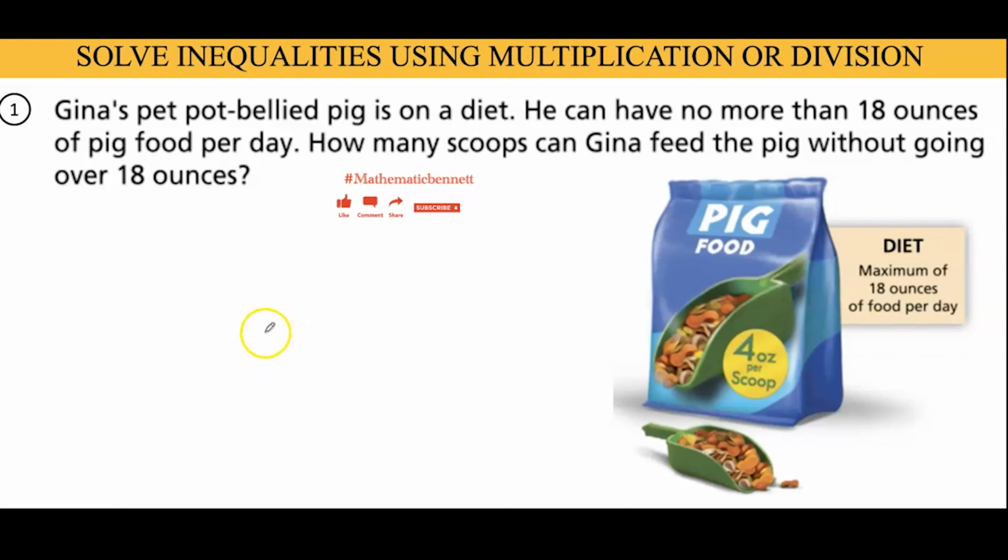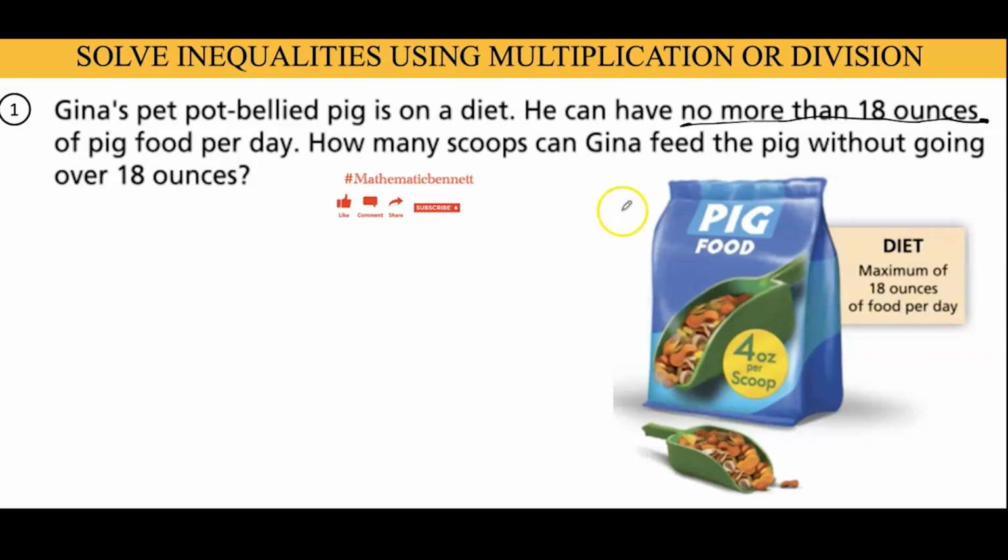Good day, people. Today we're going to solve inequalities using multiplication or division. Gina's pet pot-bellied pig is on a diet. He can have no more than 18 ounces of pig food per day. No more than 18 ounces. So we should start with thinking about an inequality right there.